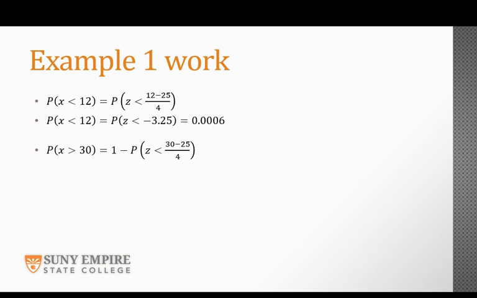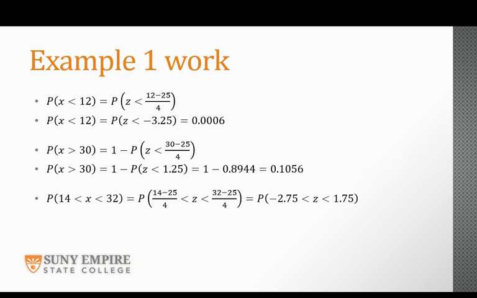But what if we want the probability that the kitten weighs more than 30 ounces? We need to find the probability that the z-score is greater than the quantity 30 minus 25 divided by 4, which is the same as 1 minus the probability that z is less than the normalized value. The probability is equal to 1 minus the probability that z is less than 1.25, which means we have 1 minus 0.8944. This equals 0.1056.